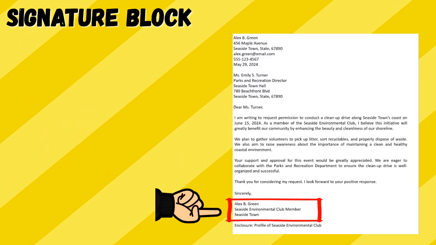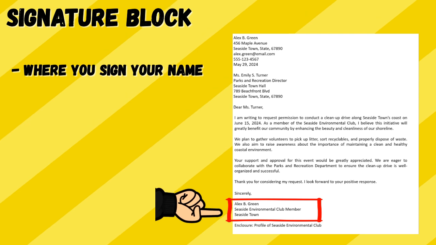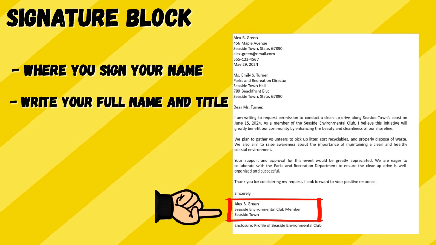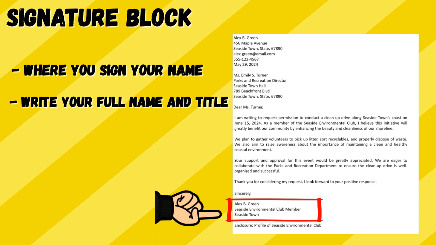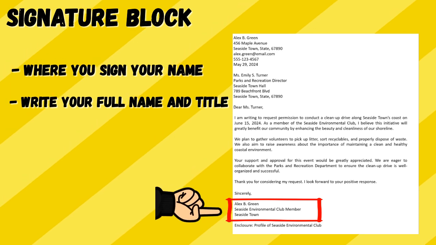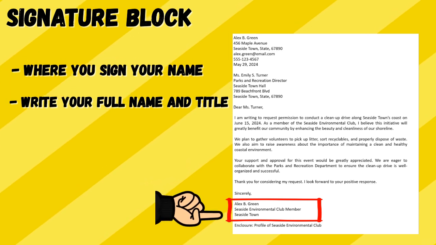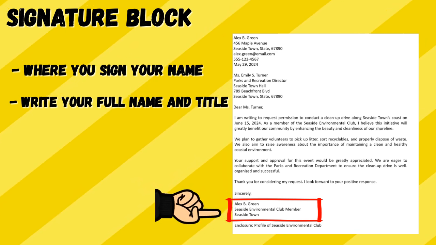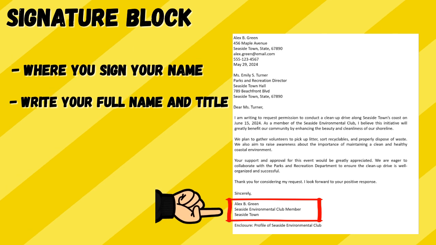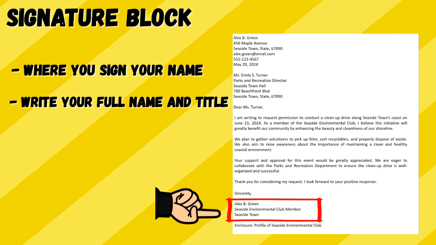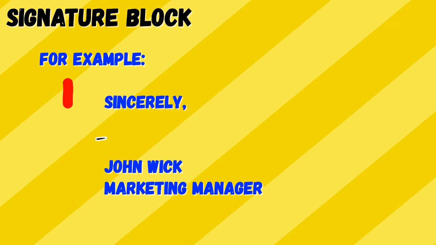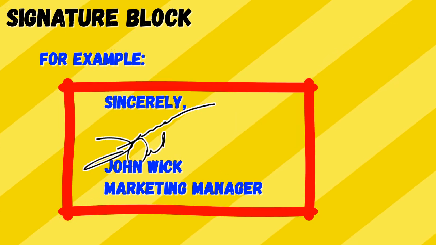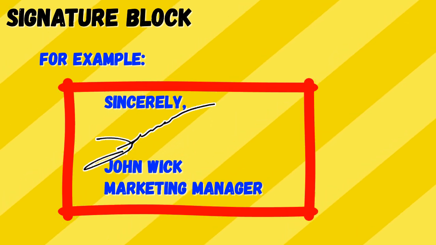The signature block is where you sign your name. Write your full name here, and if applicable, your title or position. If you're sending an email, you can include your electronic signature or typed name. If you are sending a printed letter, sign it in ink. For example, "Sincerely, John Wick, Marketing Manager."